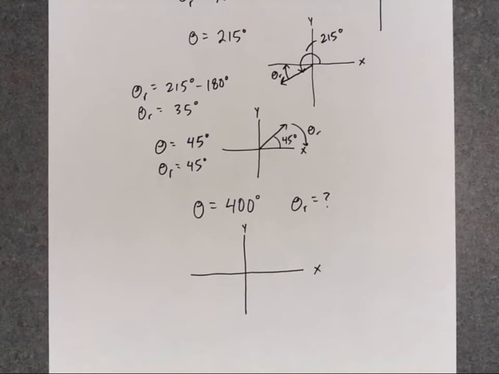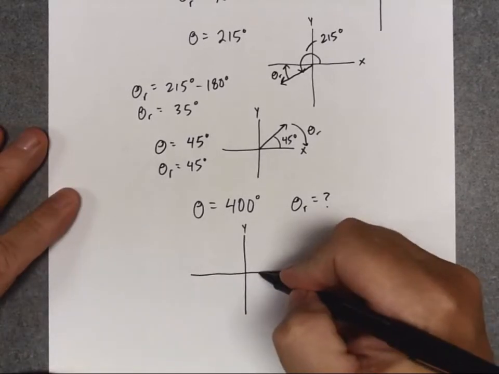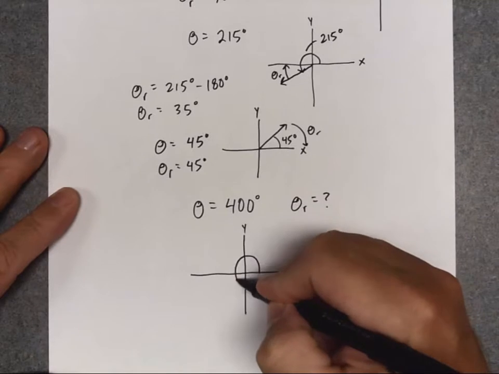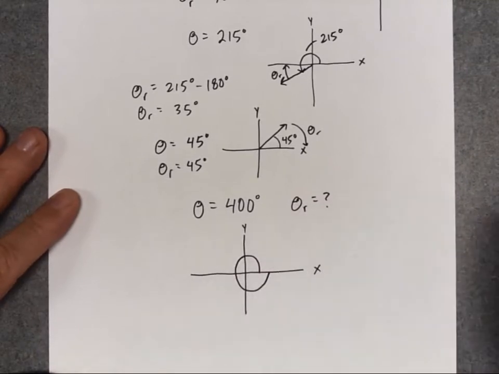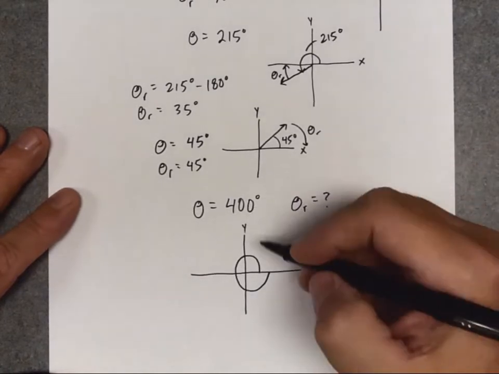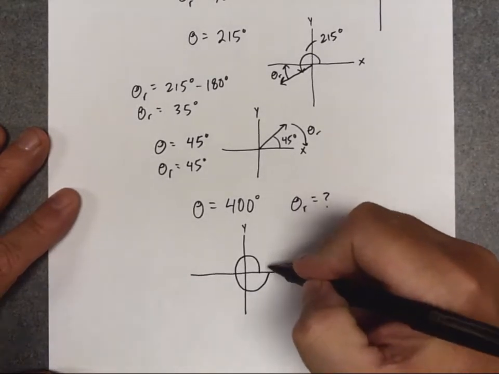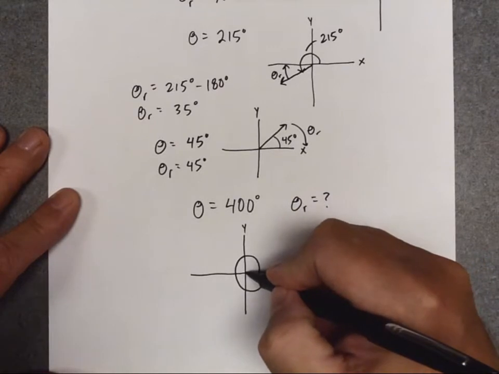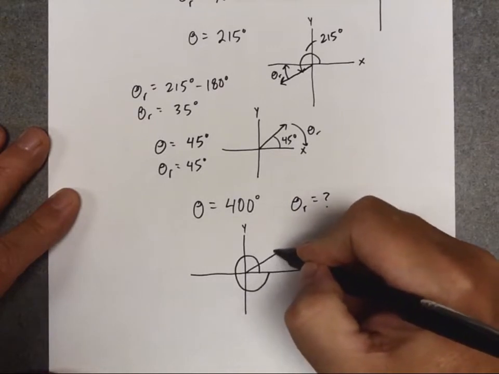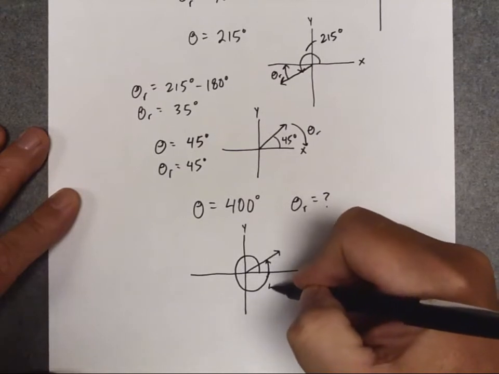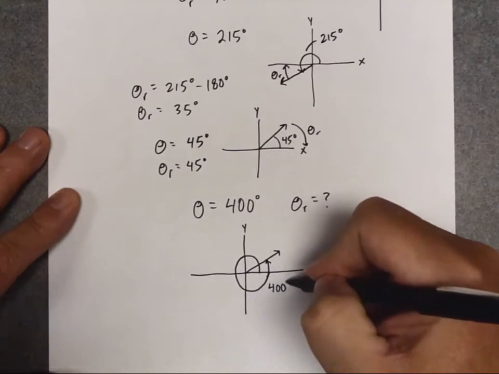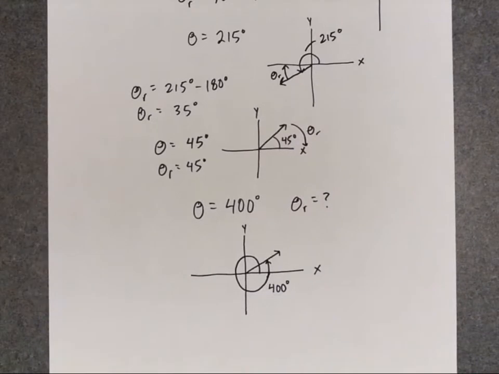So in other words, if I start here, if I stop there, I've gone 360 degrees, but I need to go 40 degrees more, so maybe it's going to end up about right here. So that's a 400-degree angle.